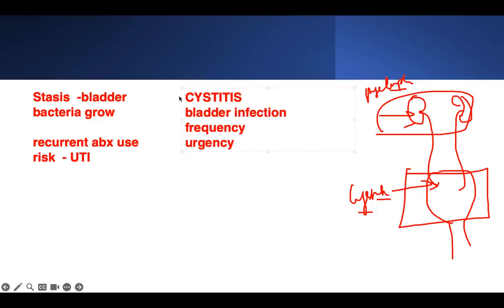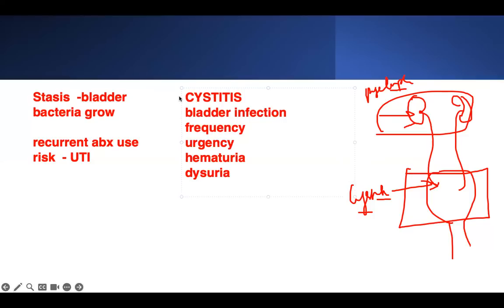And so next, after the frequency, urgency, you're going to have, because of the inflammation, there's a risk of bleeding, hematuria. Okay, there's a risk of bleeding from the inflammation. So a little bit of blood, but that's not too much blood. Infections always cause pain. So you have dysuria.